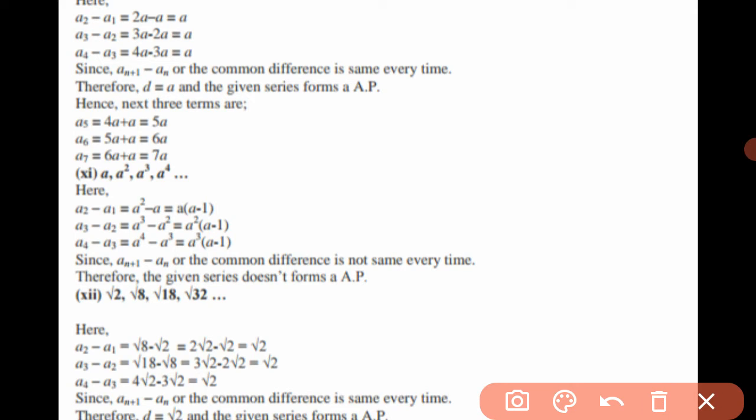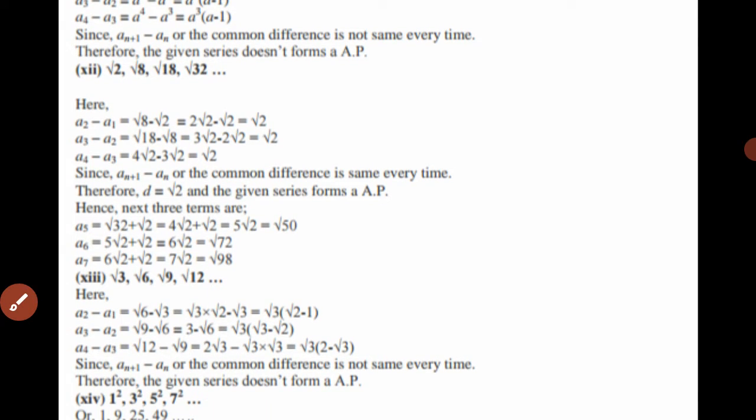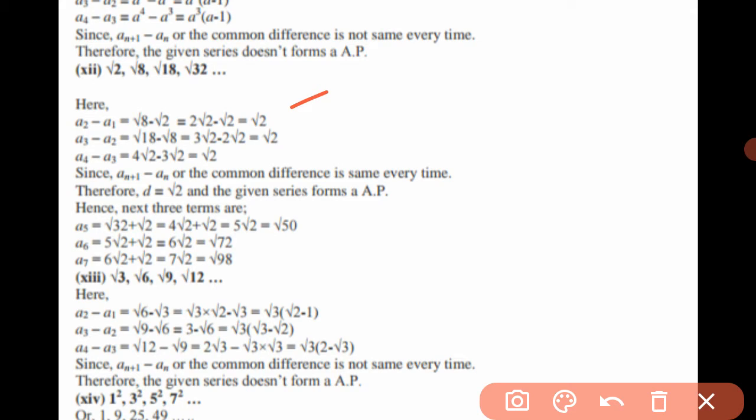Now in the 12th part we have root 2, root 8, root 18 and root 32. Here a2 minus a1 is root 2, a3 minus a2 is root 2 and a4 minus a3 is also root 2. Therefore the common difference is the same. If the common difference is the same then we can find the remaining terms. So the remaining terms are root 50, root 72 and root 98.